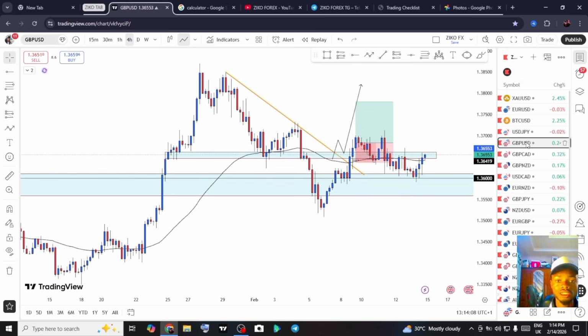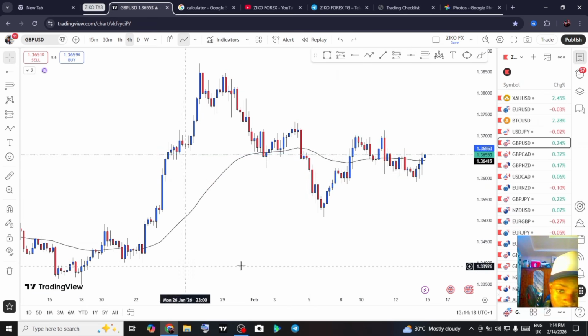So GBP USD. Now let's see what we have. I took USD JPY and GBP USD last week. I lost on GBP USD and I won on USD JPY. So now let's see if GBP USD can give us a new opportunity to trade this new week.